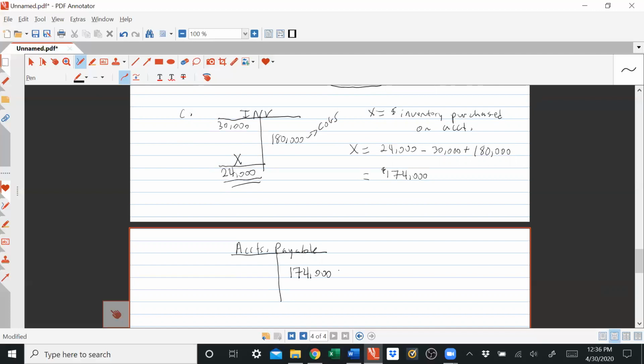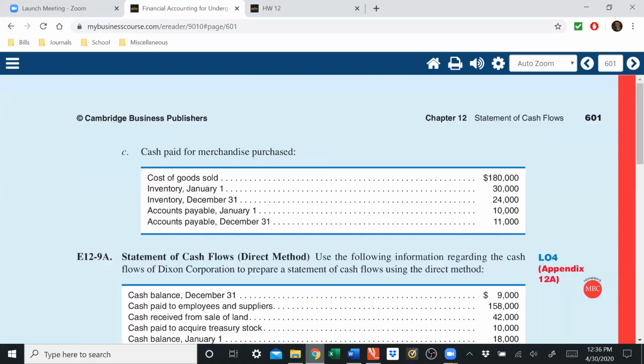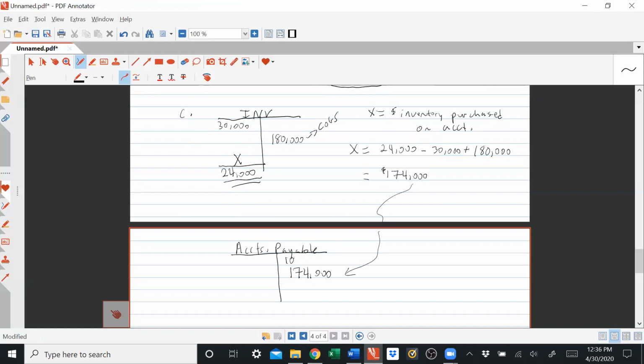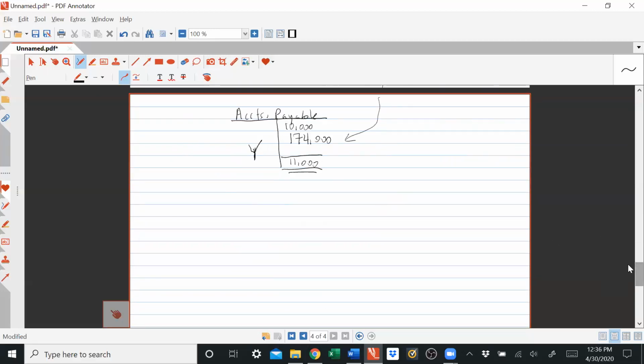There's the credit to accounts payable, so we've solved for that. Accounts payable has a beginning balance of 10, an ending balance of 11. Does 10 plus 174 equal 11? No. You've got to subtract something. We'll call that Y. Y is the cash we paid for merchandise this period.